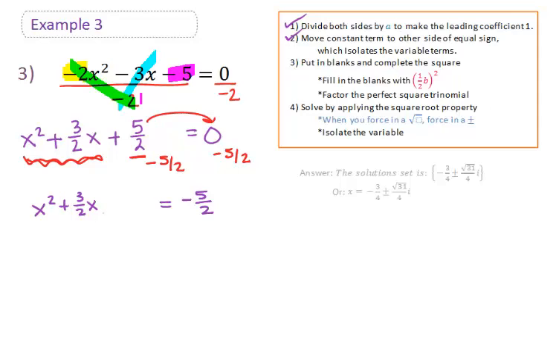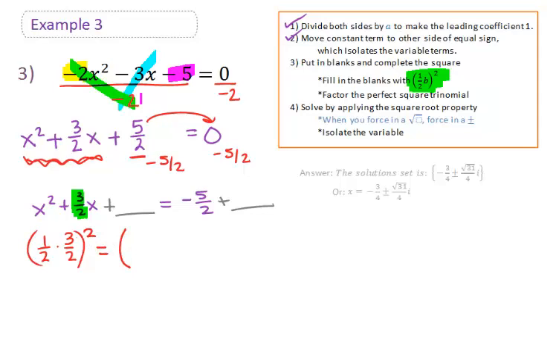Step number 3, I need to put in my blanks, both at the end of each side of my equation. And then I need to fill in these blanks. I need to fill them in with 1 half b squared, where my b term is the number in front of the x, the single x. So my b in this example is 3 halves. So I'm going to fill in my blanks with 1 half times my b term, which is 3 halves, and then squared.